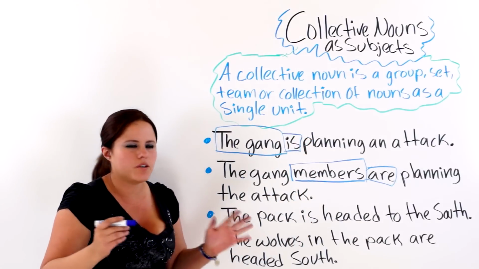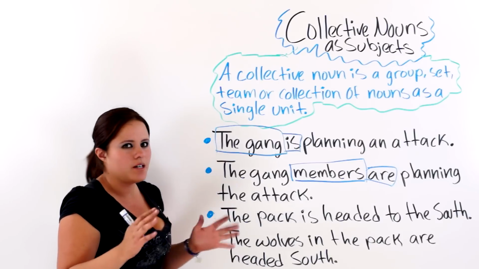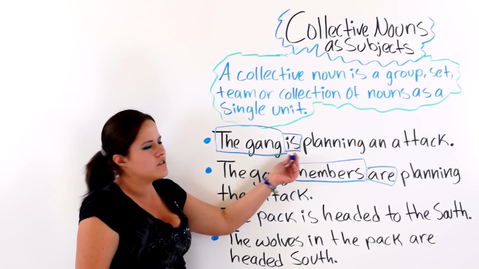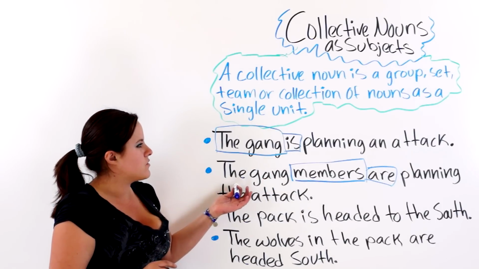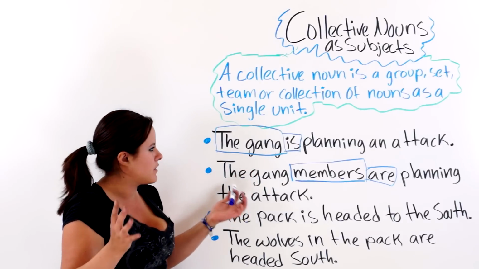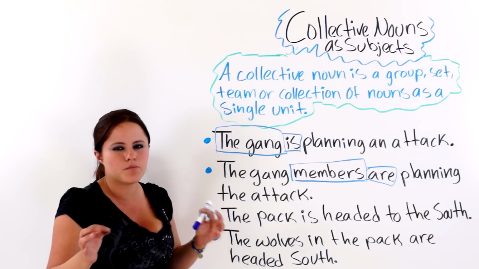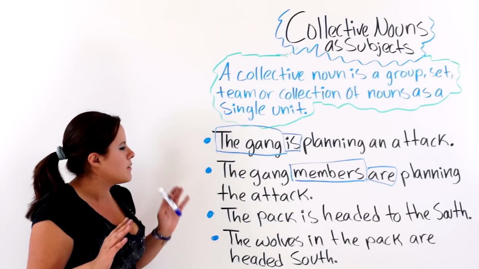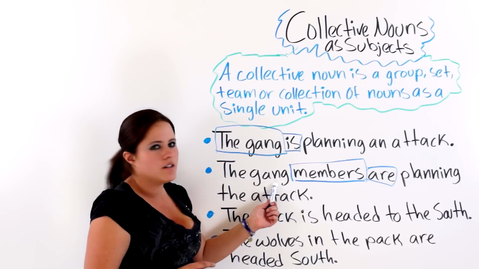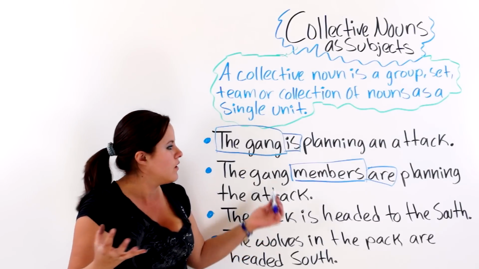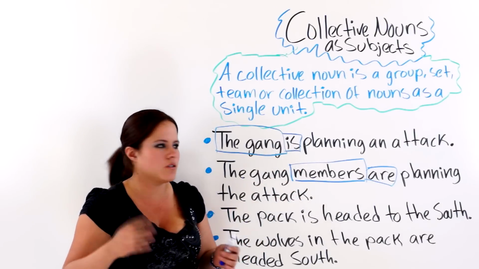Alright? Well, let me begin with the examples. The first one says, the gang. The gang. The collective noun working as a single unit is singular verb, planning an attack. Okay, the next one. I just changed it. It says the exact same thing, but here the collective noun is working as a single unit, and in this example the collective noun is broken down. The gang members are planning the attack. Okay? So we use are when the elements in the collective noun are working separately, and we use is when the collective noun is working as a single unit.